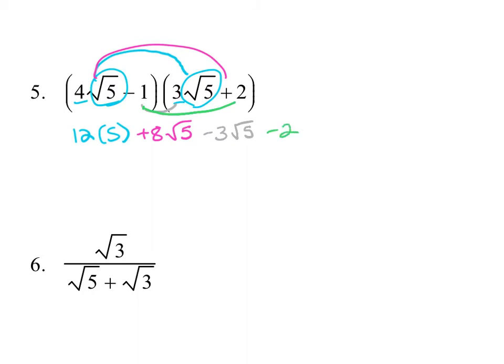So then 12 times 5 becomes 60. 8 root 5 minus 3 root 5 becomes 5 root 5. Minus 2, which these two can be combined, 58 plus 5 root 5.